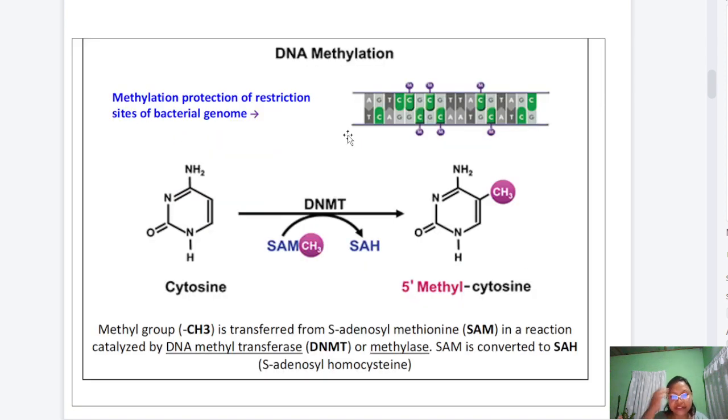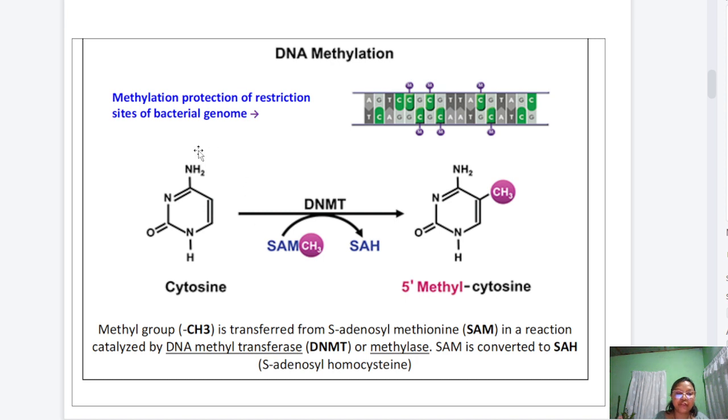Okay, so here you can see this picture is a very clear representation of how methylation is happening. Methylation is happening at the restriction site of a bacterial genome. You can see the C represented by green color and M represented by purple color. Wherever there is a C, there is also an M, and wherever there is an M, there is a protection of the bacterial genome.